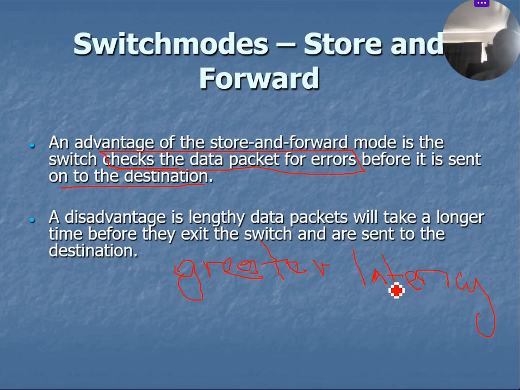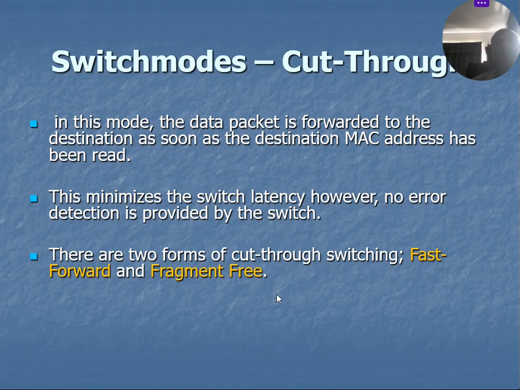There's a greater latency, meaning the time it takes for the data packet to enter the switch and the time it takes to leave the switch is longer. So this is a disadvantage. But the advantage is that it helps you to check the data packet for error. Is that okay? Now let's go to the second one, which is called the cut through.